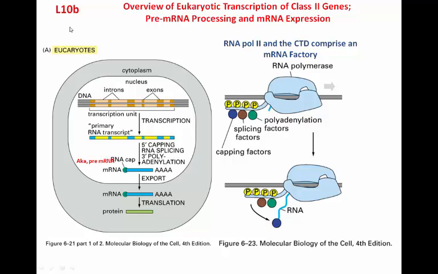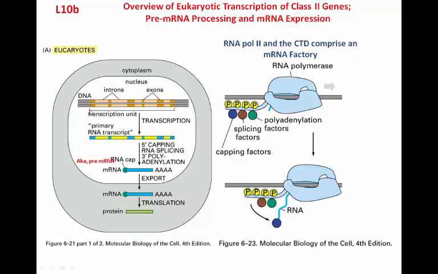So L10b will be an overview of eukaryotic transcription of class II genes, pre-mRNA processing, and mRNA expression. In eukaryotes, when we transcribe the DNA of class II genes, we have regions that are called exons and regions that are called introns, and then we have sequences before the introns and exons and sequences after the introns and exons, and all of that is transcribed.